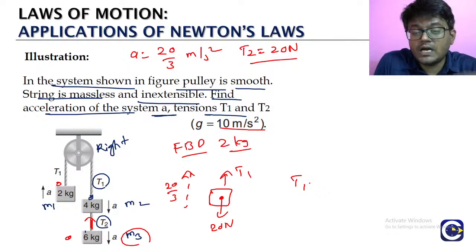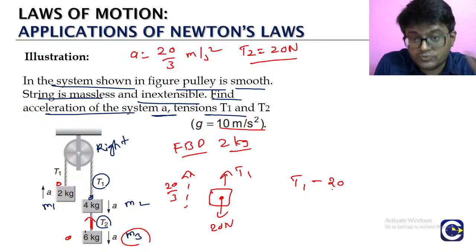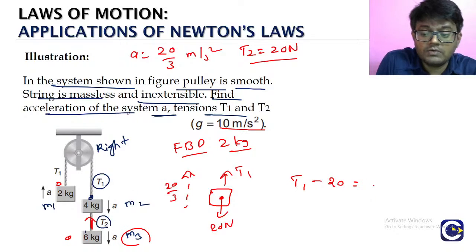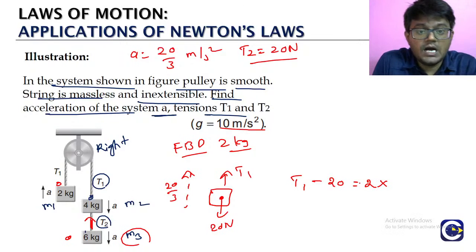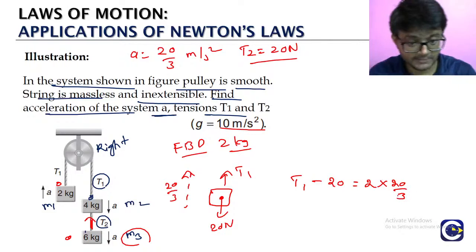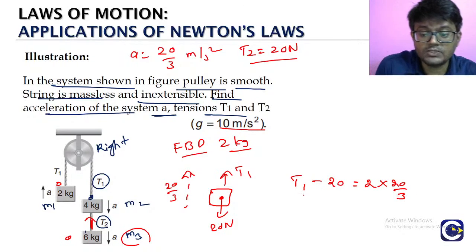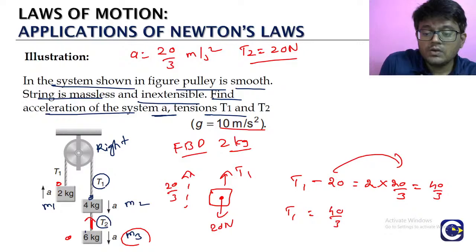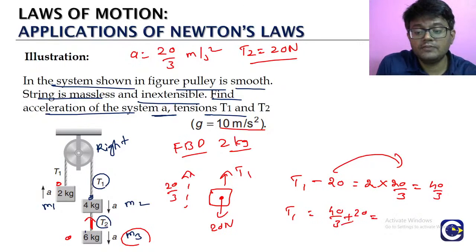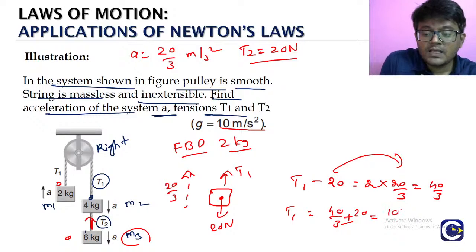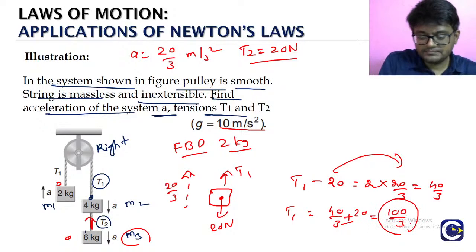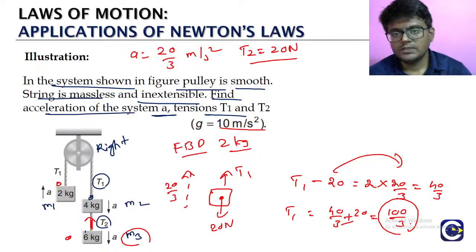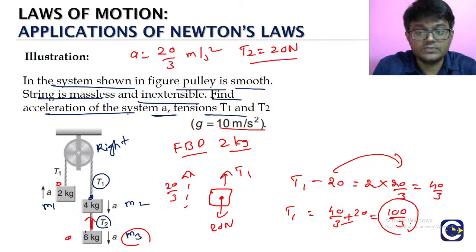Now what is the equation? Net upward force: upward force is T1 minus downward force 20, is equal to the mass of the block times the upward acceleration. What is the mass of the block? 2. What is the upward acceleration? 20 by 3. Okay, so now we will be able to see. 2 into 20 by 3 means 40 by 3. So T1 minus 20, we will take 20 to the RHS. It will become plus 20, equal to 40 by 3 plus 20. If you take an LCM, it will be 100 by 3. So that is the T1 value.